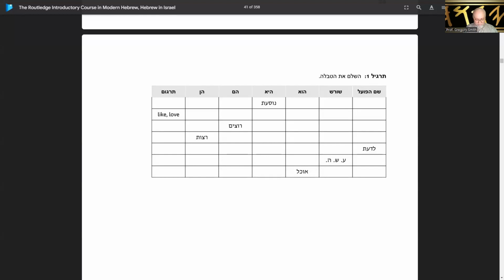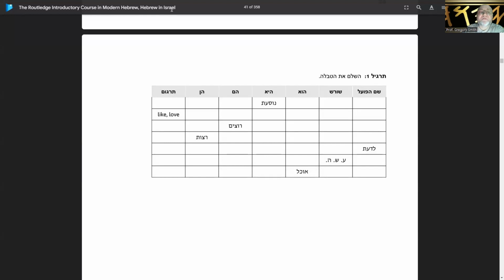Let's see what kind of time we've got. I usually try to keep these down to about an hour. Okay, about 56 minutes is what we've got.